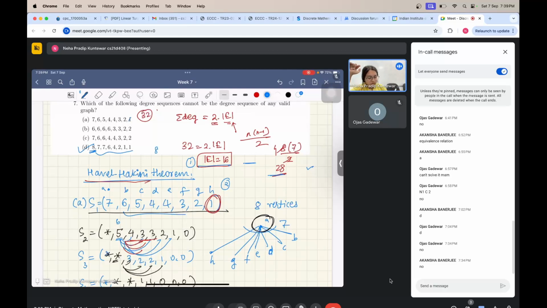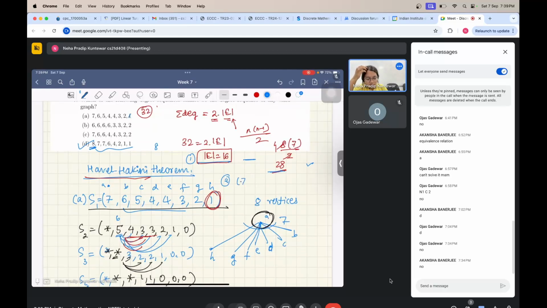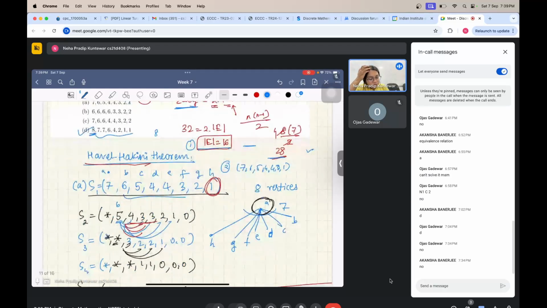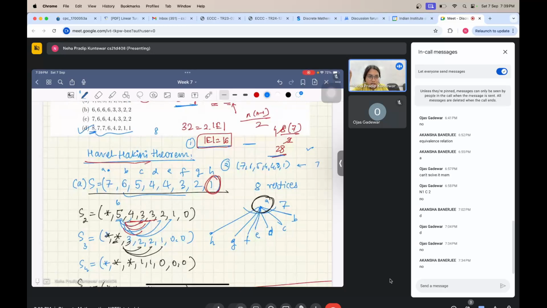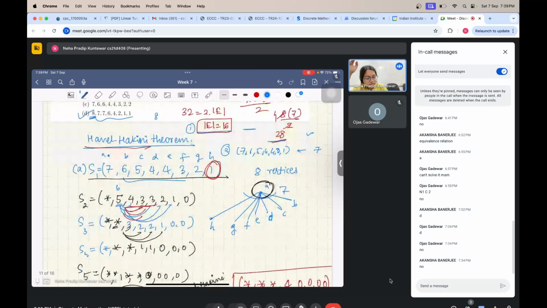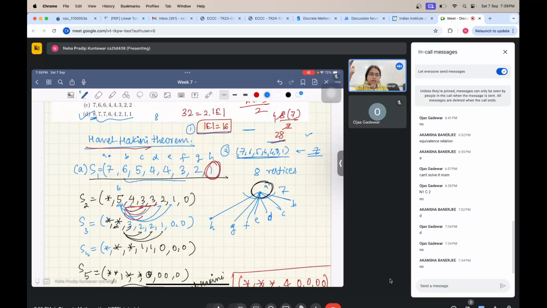So the sequence that you would end up getting is 7 6 5 4 4 3 1. It does not matter what the sequence is, because in the entire handshaking lemma you are just looking at the sum of the degrees. So now you can think of this as a graph with 7 vertices. You had 8 vertices initially, and these are the degrees that you have.